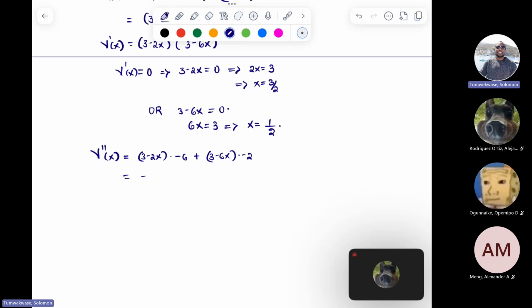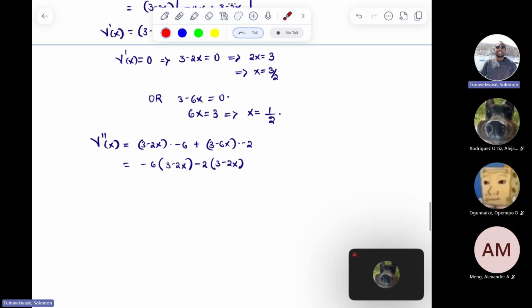This is negative 6 into 3 minus 2x, then minus 2 into 3 minus 2x. Okay, when we substitute 3 over 2, let's check quickly. If I substitute 3 over 2 wherever there is x, what happens?